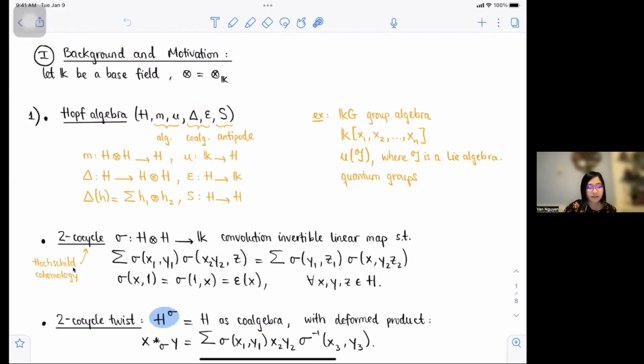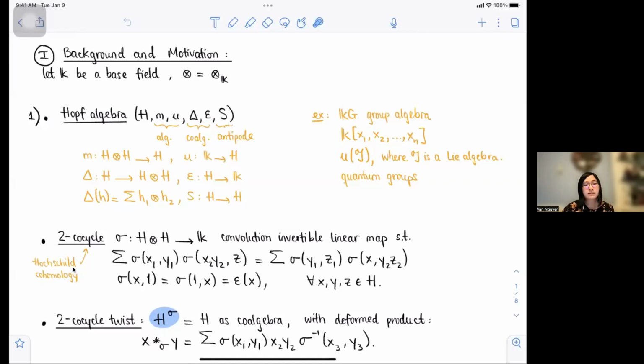Throughout the talk, I'm going to use the comultiplication delta mapping h to a summation of h1 tensor h2. This is what we call the Sweedler notation. Some basic examples of Hopf algebras that we've seen are the group algebra over any finite or infinite group, depending on whether you talk about finite or infinite dimensional Hopf algebras, or just polynomial rings, or the universal enveloping algebra of a Lie algebra, or small quantum groups or quantum groups.